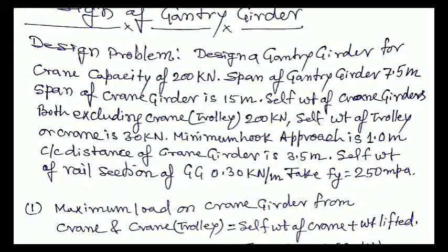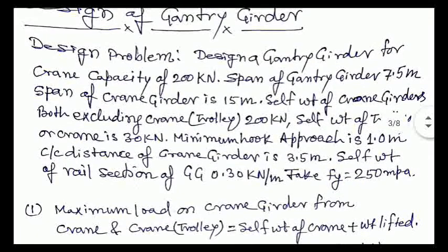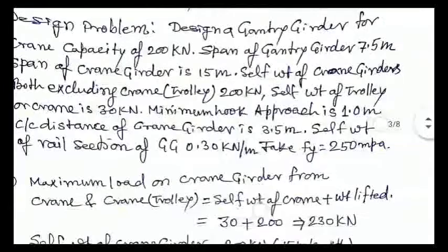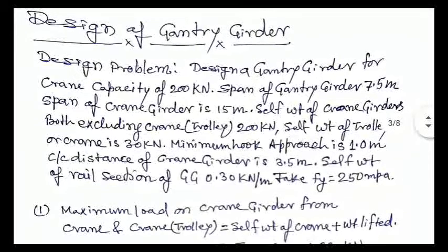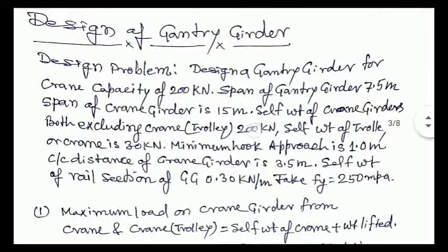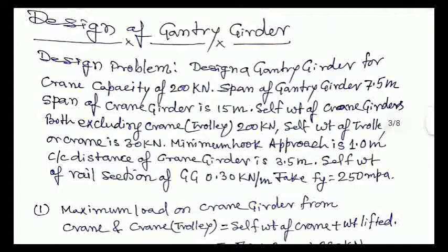Design a gantry girder for crane capacity of 200 kilonewton. Span of gantry girder is 7.5 meter, and span of crane girder is 15 meter, and self weight of the crane girder girders, both excluding crane or trolley weight, is 200 kilonewton.